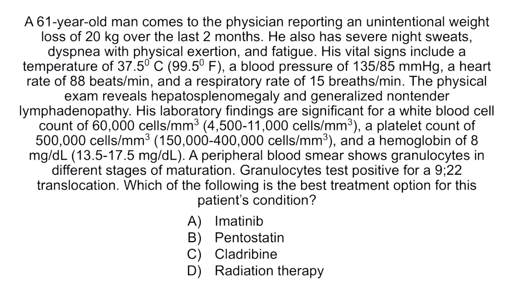Let's discuss why the other options are incorrect. Option B, pentostatin, and option C, cladribine, are incorrect because these are used in the management of hairy cell leukemia, not CML. Option D, radiation therapy, is also incorrect because this has not been shown to be as effective as imatinib in the management of CML. So again, the correct answer is option A, imatinib. And that concludes our lecture on chronic leukemias.